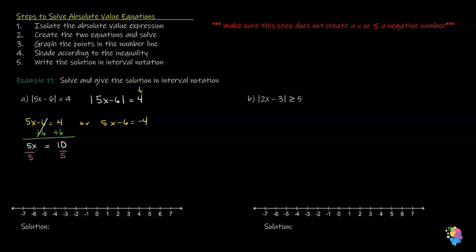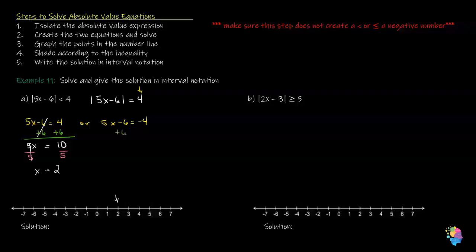On the left side, 5 divided by 5 will be 1x, or just x. And on the right side, 10 divided by 5 will be 2. So then that is the first value that I'm going to mark in my number line, that 2. I have to keep track of that. Then I move to the second equation.